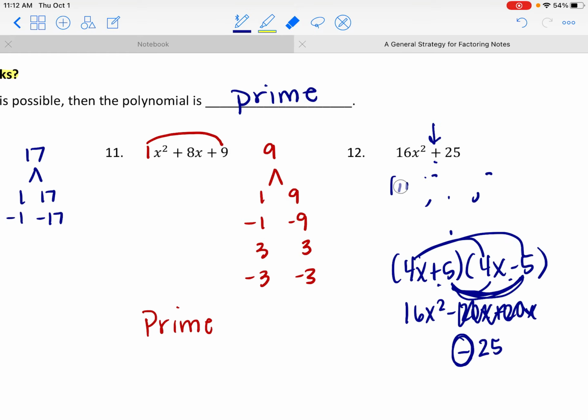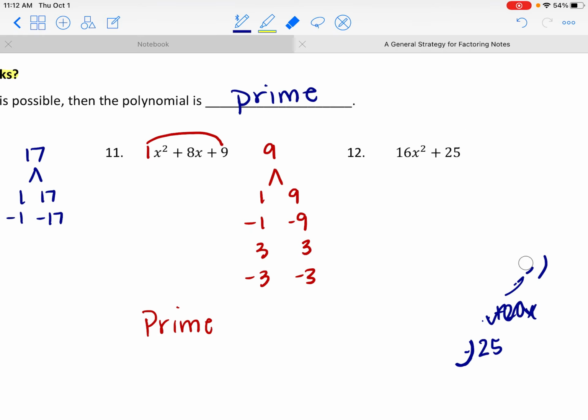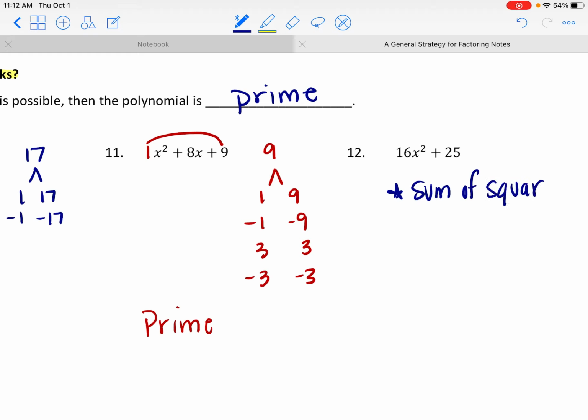So when we have a sum of squares, we will not be able to factor. A sum of squares is always prime. This is a sum of squares. Okay? This is always prime.